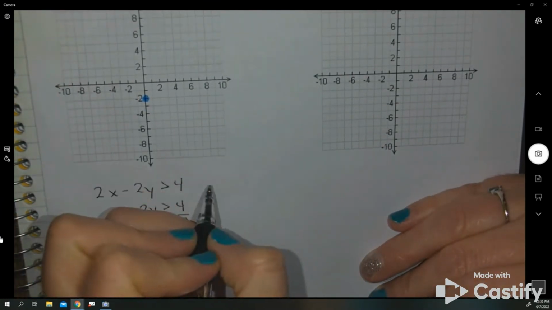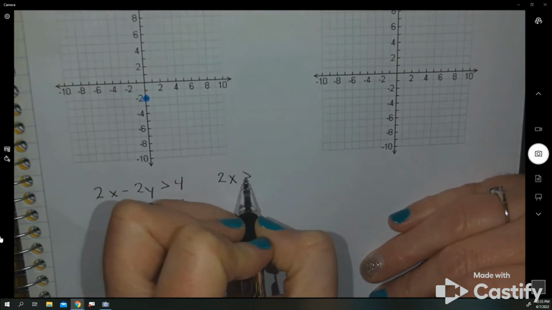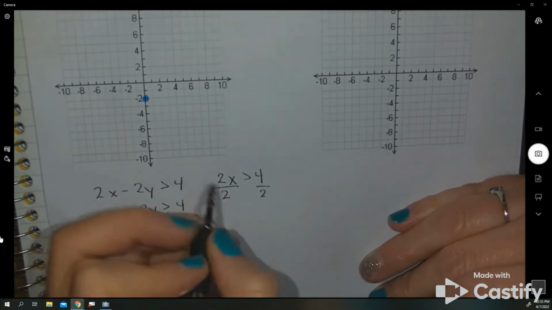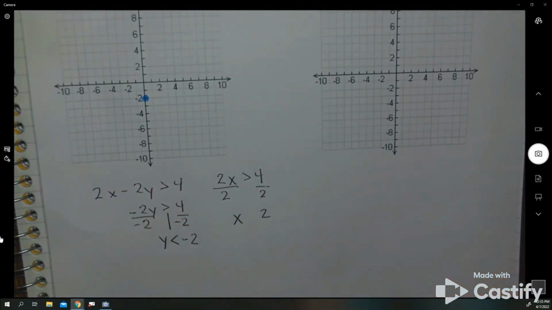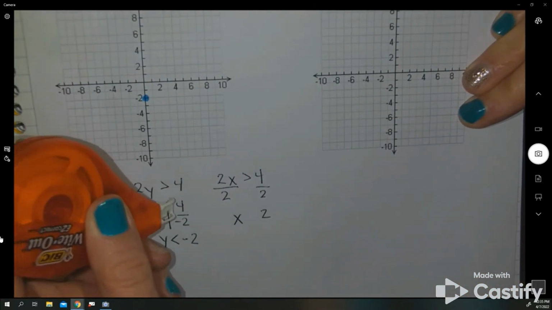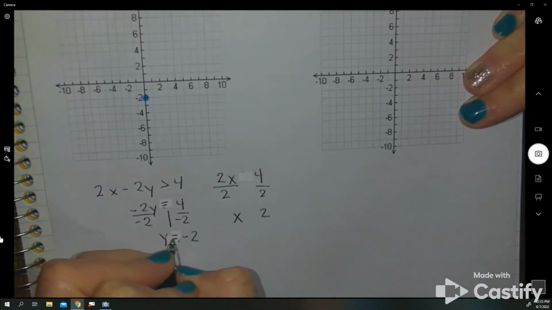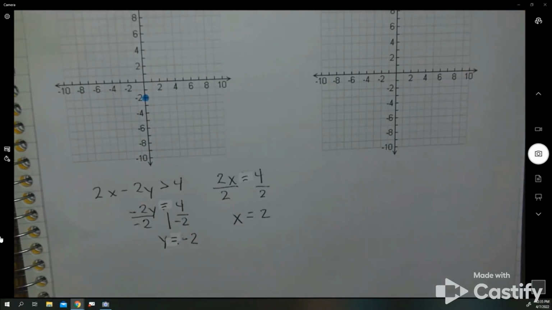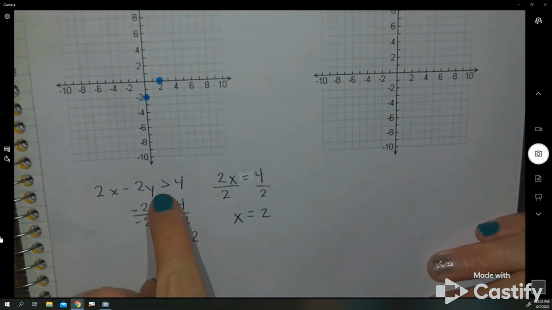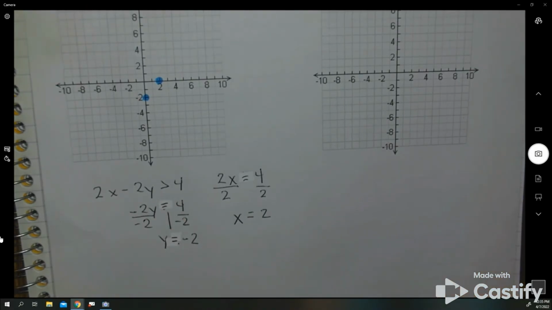Then for my x-intercept, I have 2x is greater than 4. Divide by 2, and I have x is 2. But remember, we're finding our intercepts, so I don't even need the inequality symbol when I find this, because I'm just trying to figure out what the value is equal to, where the line is touching those axes. So x-intercept is also 2. So right here. Now I'll go back and look at my original symbol. So this was a greater than, no equal to, so we're going to have a dashed line.